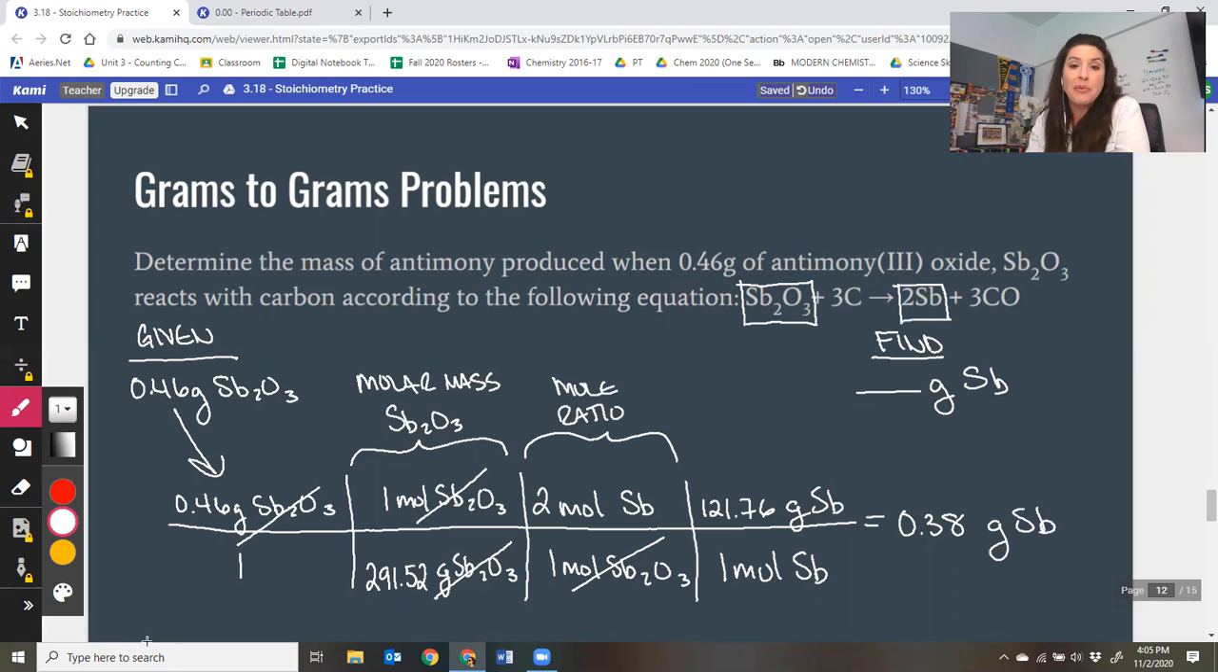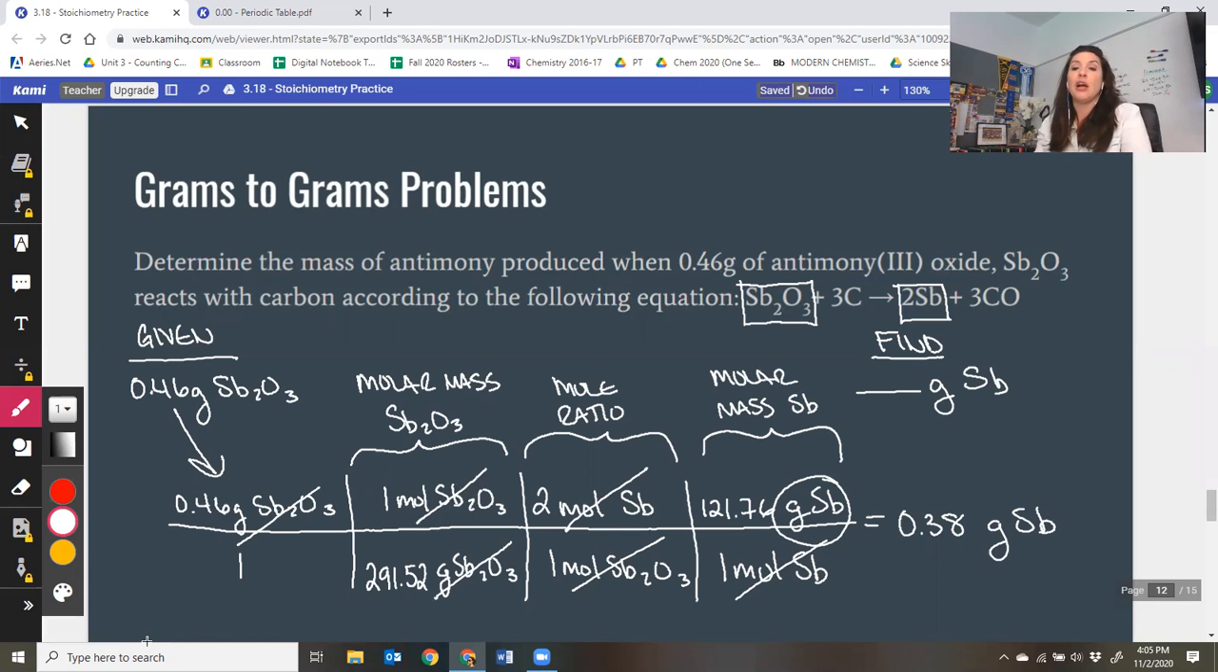The last step was to then look at the molar mass of pure antimony. And I saw that according to the periodic table, a mole of antimony had a mass of 121.76 grams. I chose to put moles of antimony on the bottom so it would cancel, and my final unit would be in grams of antimony, which is what I'm trying to find. Once I punched all that into my calculator, I got 0.38 grams of antimony.